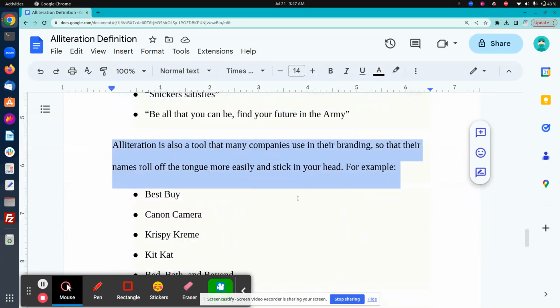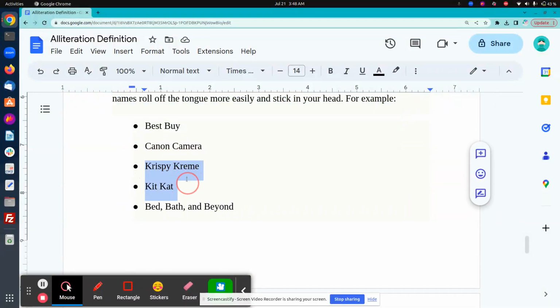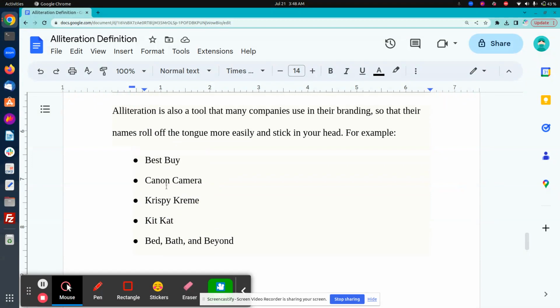Alliteration is also a tool that many companies use in their branding so that their names roll off the tongue more easily and stick in your head. For example, Best Buy, Canon Camera, Krispy Kreme, Kit Kat. I was just trying to remember these; KFC kept coming into my head again and again, but they were Krispy Kreme and Kit Kat. Also Best Buy, Bath and Body, Bed Bath and Beyond. These are examples of alliteration. It is very easy for people to remember names that use alliteration.